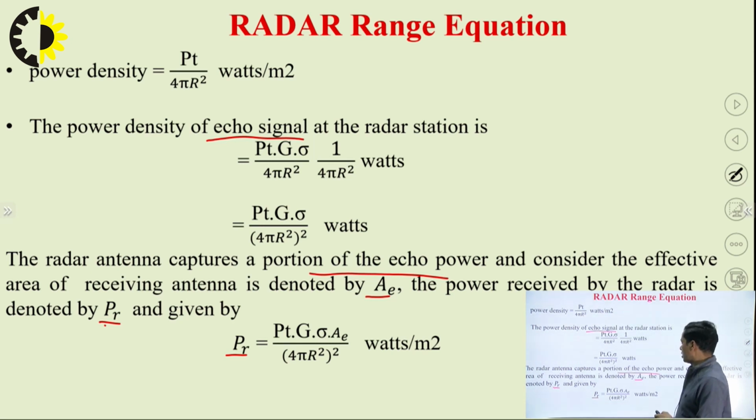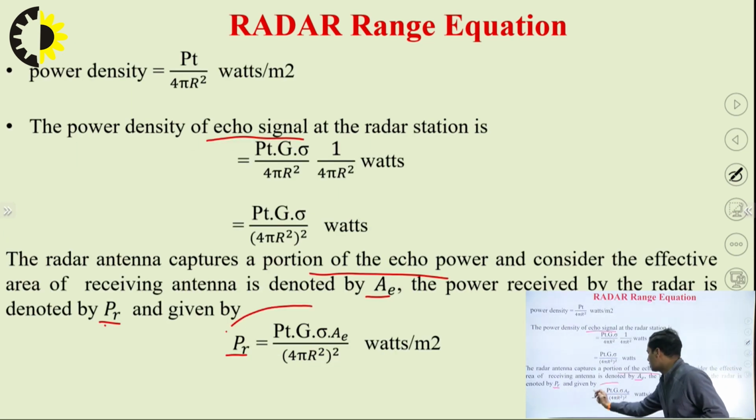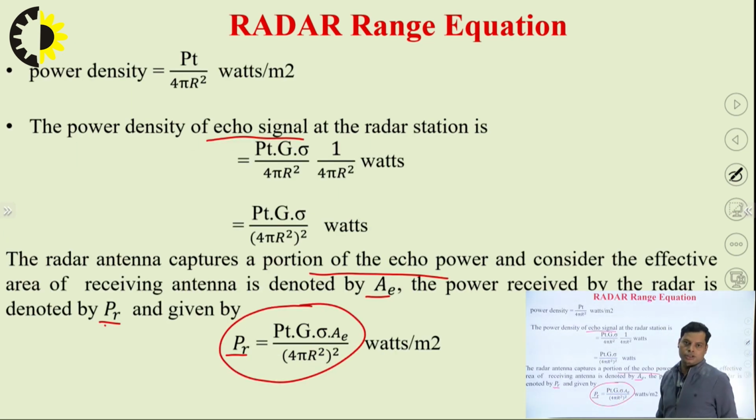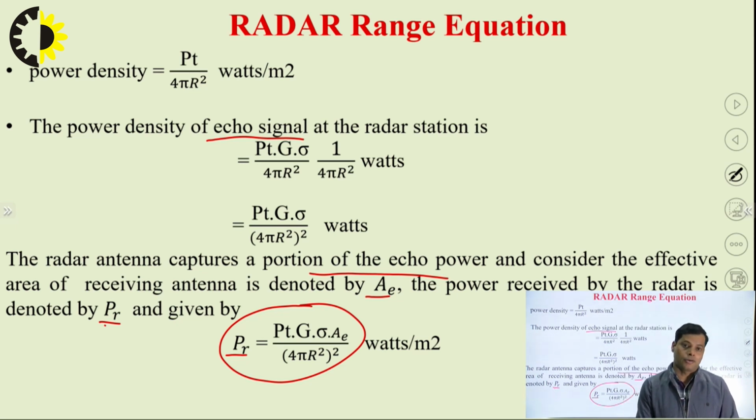So we have studied this. After that, this power we are now receiving at the receiver section. Now what next? We have the power value, and after that we have to discuss the radar range, that means the distance R, which we will relate.